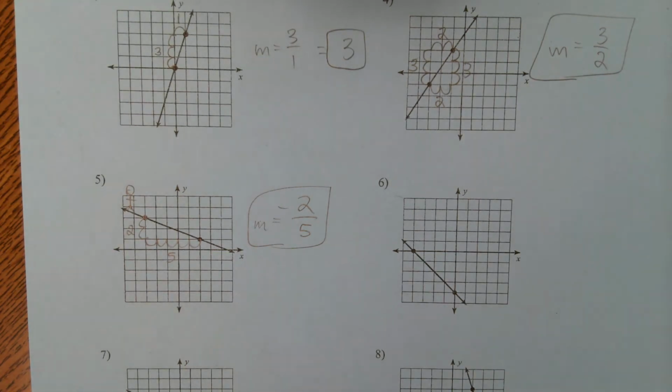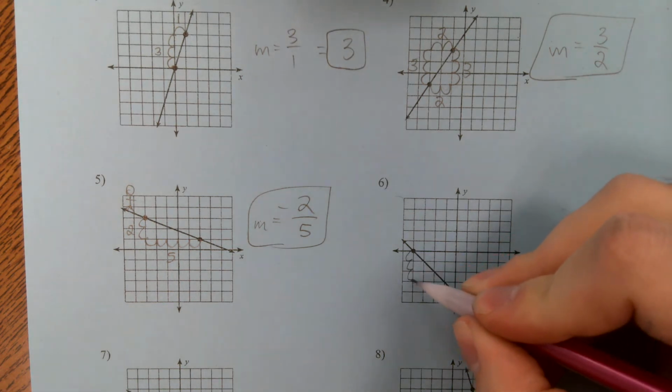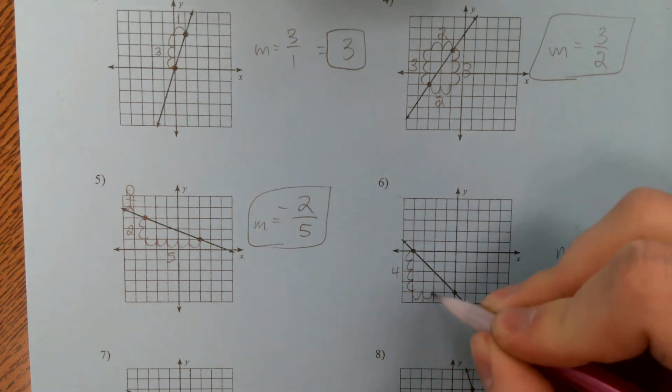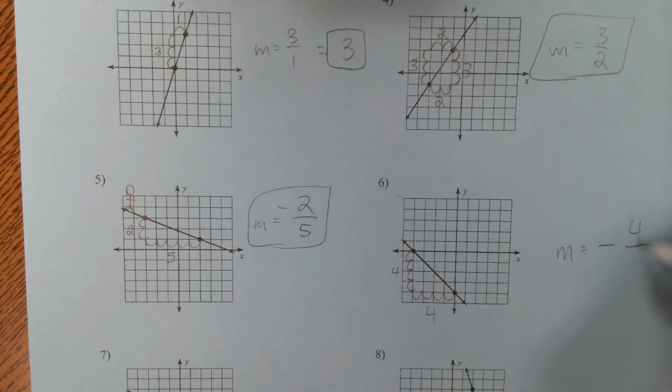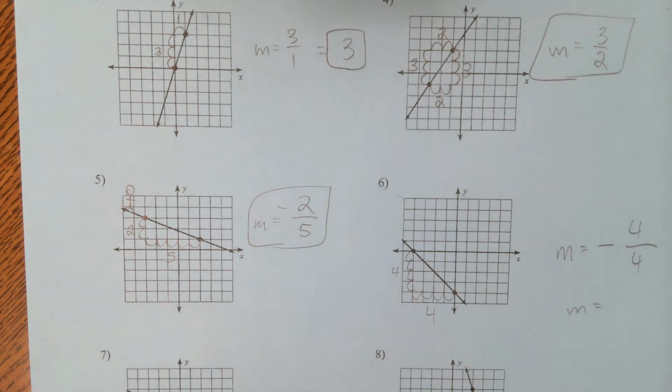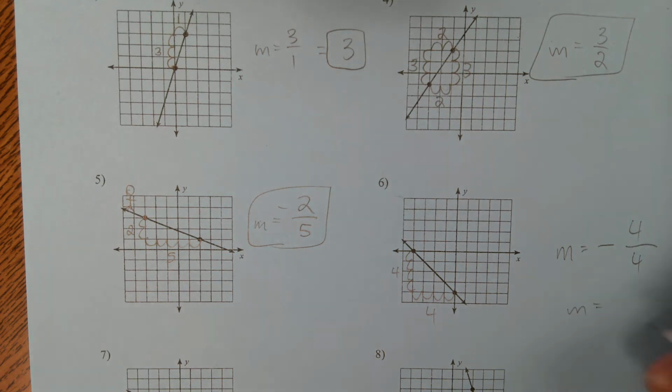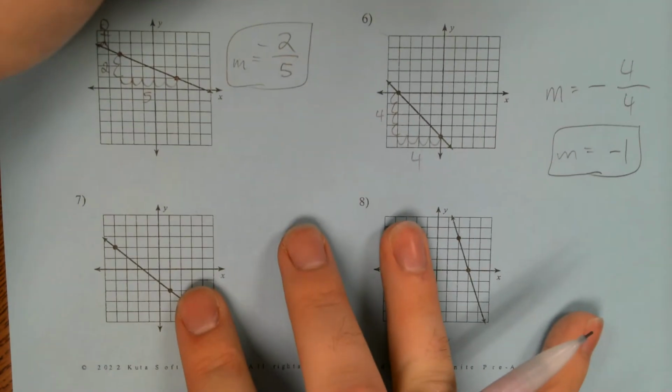Number 6. Again, are we sloping uphill or downhill here? Downhill, right? So right away we know our slope's going to be negative, so I'm going to write that out so I don't forget, like I just did. Our rise was 1, 2, 3, 4, and our run was 1, 2, 3, 4. Therefore our slope, what's 4 divided by 4? 1, right? So our answer is negative 1. I'll move it up. There you go.